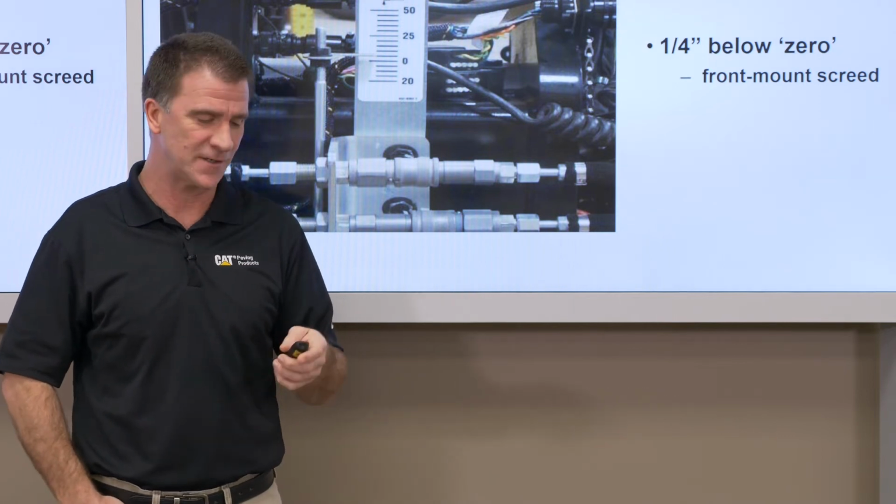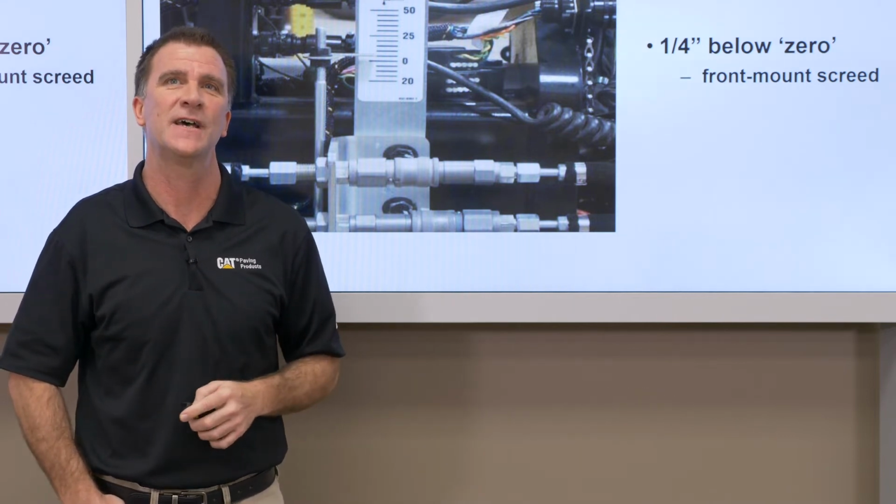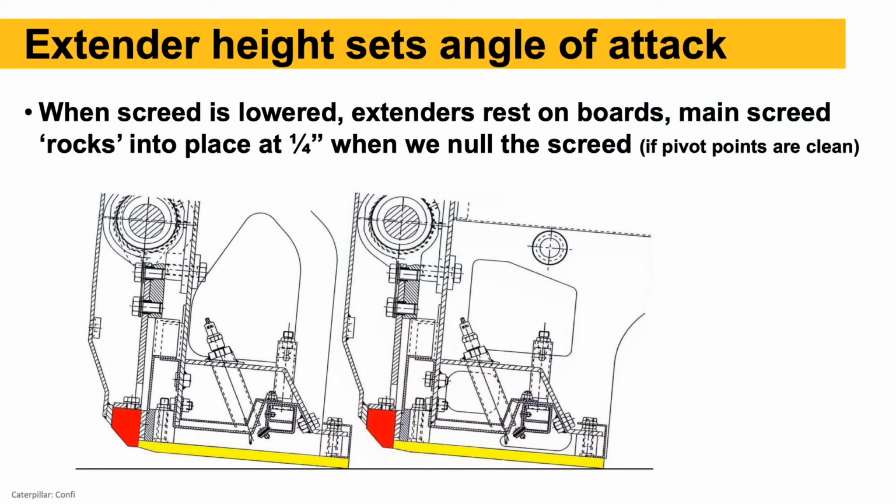This is where we're actually establishing that angle of attack, in step 5, setting our extender height. This slide here just shows you another schematic or picture of how the main screed and the extender, once we do set it down, that main screed will rock back to that same angle of attack or extender height that we set our extenders at. So again, extender height, very critical because it really is establishing the angle of attack that we'll be paving at.